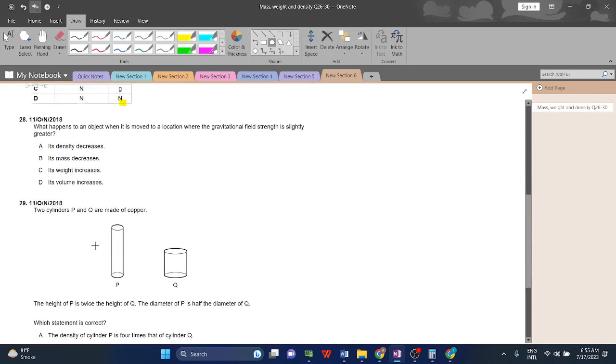Question 28. What happens to an object when it is moved to a location where the gravitational field strength is slightly greater? Its density is decreased. No, its mass is decreased. No, its weight is increased. That's the right answer because W is equals to mg, right? And the mass stays the same. So the only variable is the gravitational field strength. The mass stays the same wherever you go.